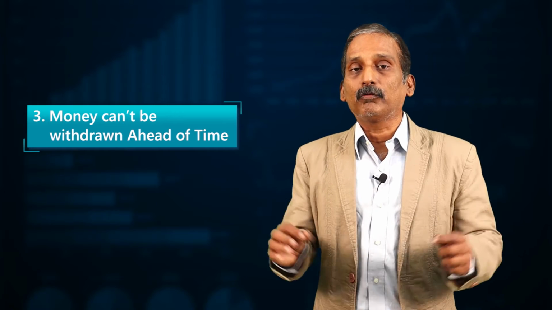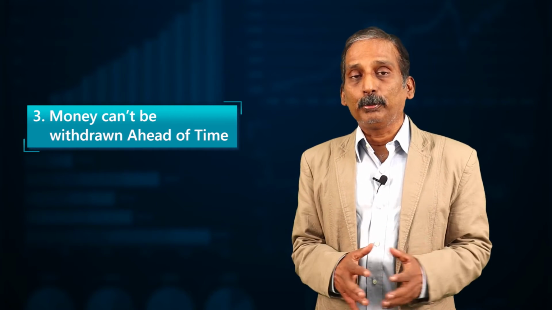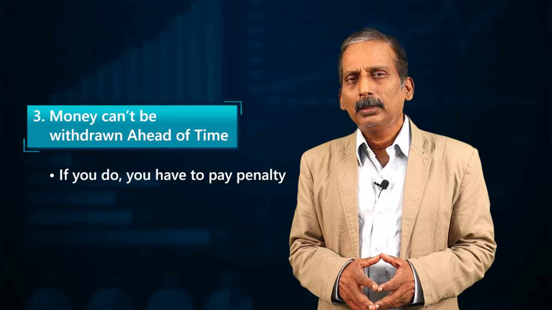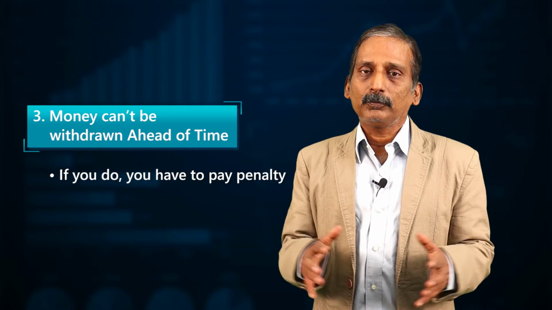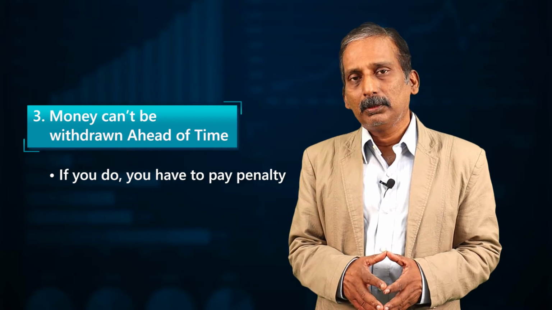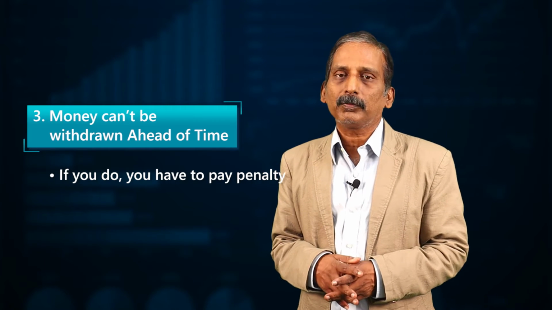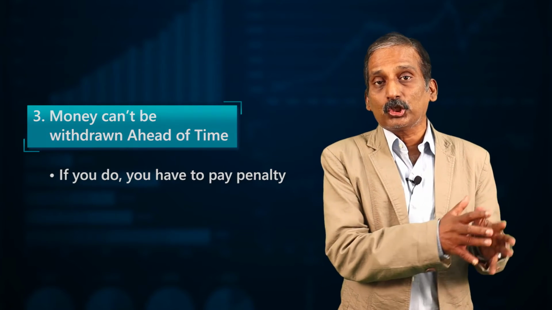A third important feature of a bank deposit is that you cannot withdraw money ahead of time. If you withdraw money ahead of time, a penalty is likely to be charged for early withdrawal. Let me give you an example. Let's assume that you have placed a 3-year term deposit, and let's assume that the interest rate is 6%. Now you want to withdraw it at the end of the second year. What the banker does is that he looks at what would have been the fixed deposit rate for the 2-year period at the time when you originally took the deposit.